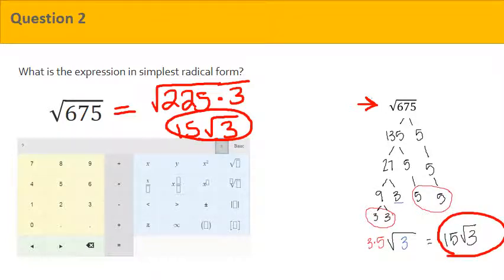I know this is a large number, so if you want to use the tree, that is perfectly fine, or you can use this. I like to show you both. You get to decide which way you want to simplify your radicals.